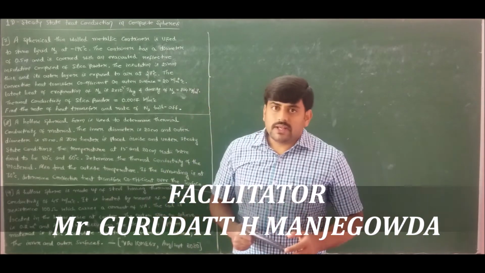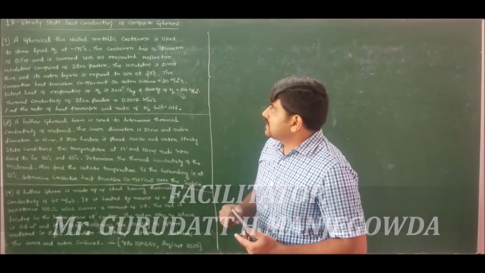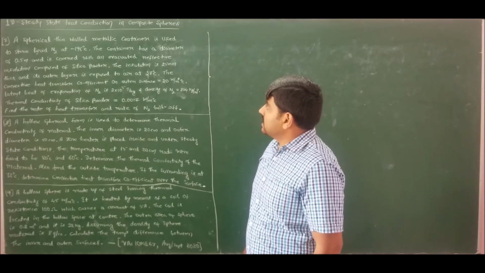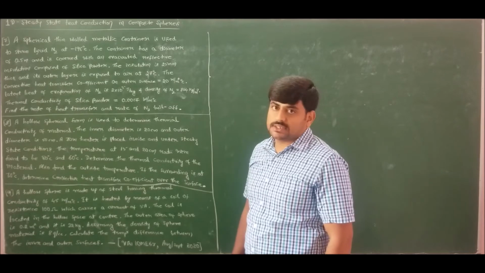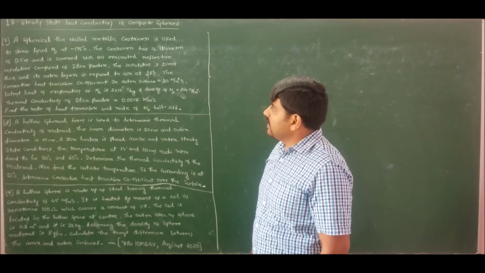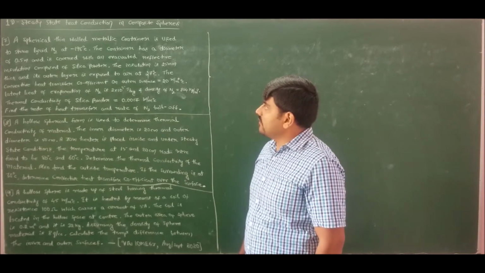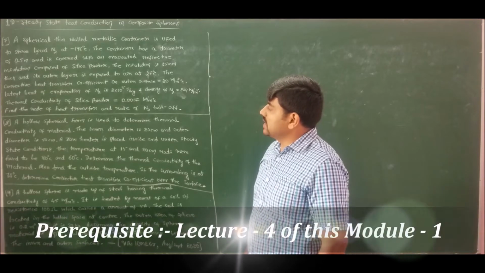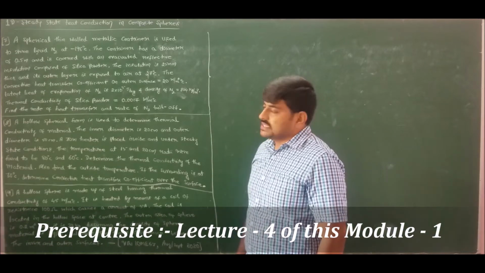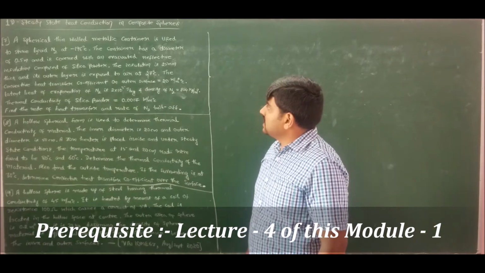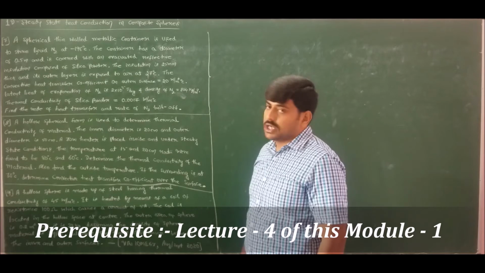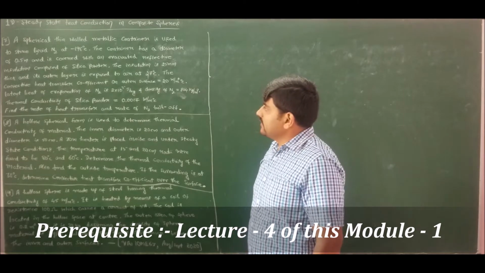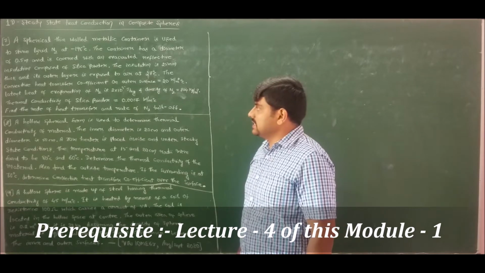The problem number 7 of our discussion states that a spherical thin-walled metallic container is used to store liquid nitrogen at minus 196 degrees Celsius. The container has a diameter of 0.5 meter and is covered with an evacuated reflective insulation composed of silica powder. The insulation is 25 mm thick and its outer layer is exposed to air at 27 degrees Celsius. The convective heat transfer coefficient on the outer surface is equal to 20 watt per meter square degree Celsius.